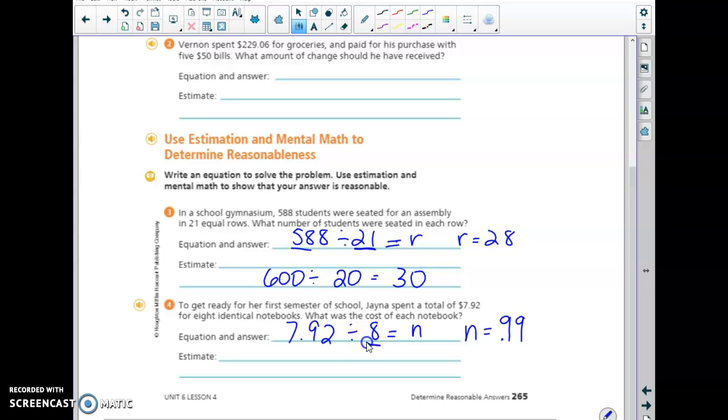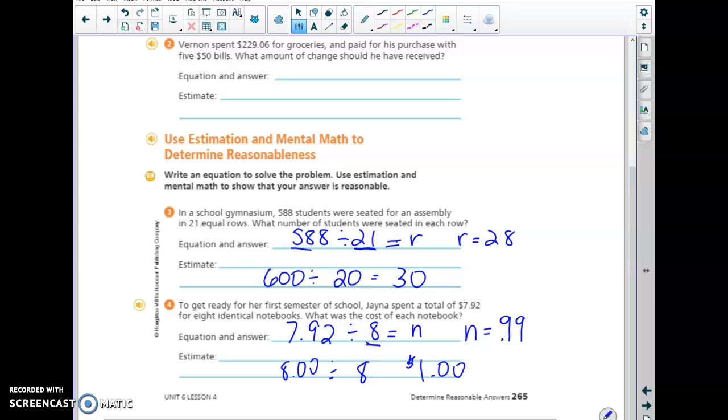When it's a single digit like this, I would keep the 8. If it were 18 or 28, then I would round it to the nearest 10. But when it's a single digit, I just keep it as a single digit. And then I would round this. Now I know 8's not going to go into 79, but I know close to 79 is 80. So I would change this to $8, and then I would get $1 here.